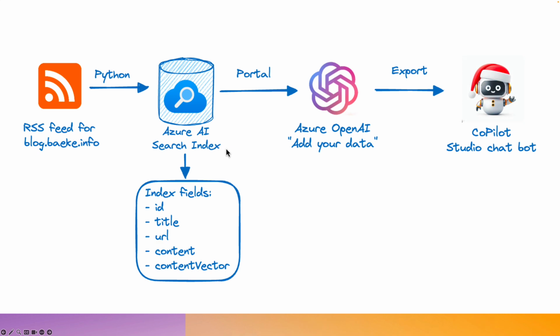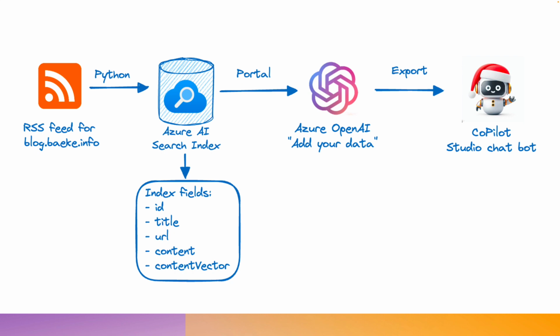Now, from the moment that we have our Azure AI Search Index, we can start with, well, let's say the more low-code approach, because we are still going to use some Python to build the index. We're going to use the portal to link the index to Azure OpenAI, which has an Add Your Data feature. So you can directly test if the index works well with the LLM of your choice. And when you see that that works well, you can actually then export the configuration to either a web app or a Copilot Studio chatbot, formerly known as Power Virtual Agents, right?